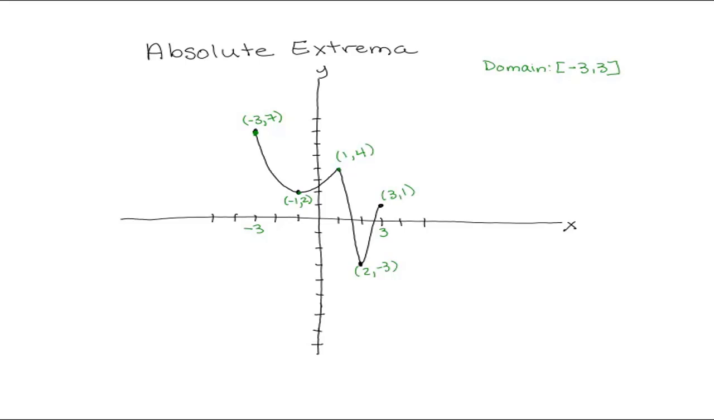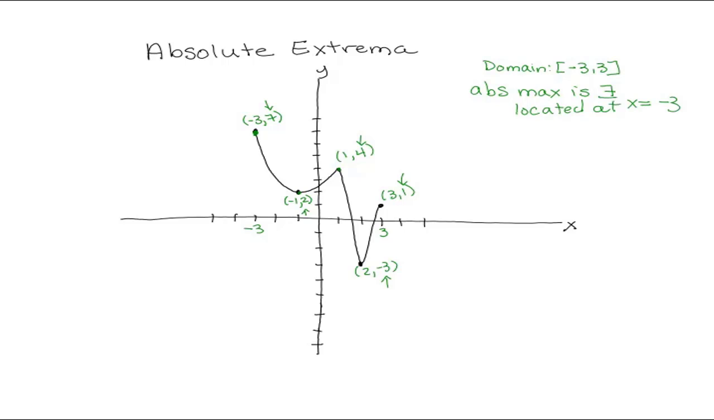So looking at these y values, we have several y values that are of interest to us. We have y being 7, y being 2, y being 4, y being 1, and y being negative 3. The largest of those y values is 7. In fact, that's the largest value over this entire function. So the absolute max of this function is 7, and it's located at x equaling negative 3.